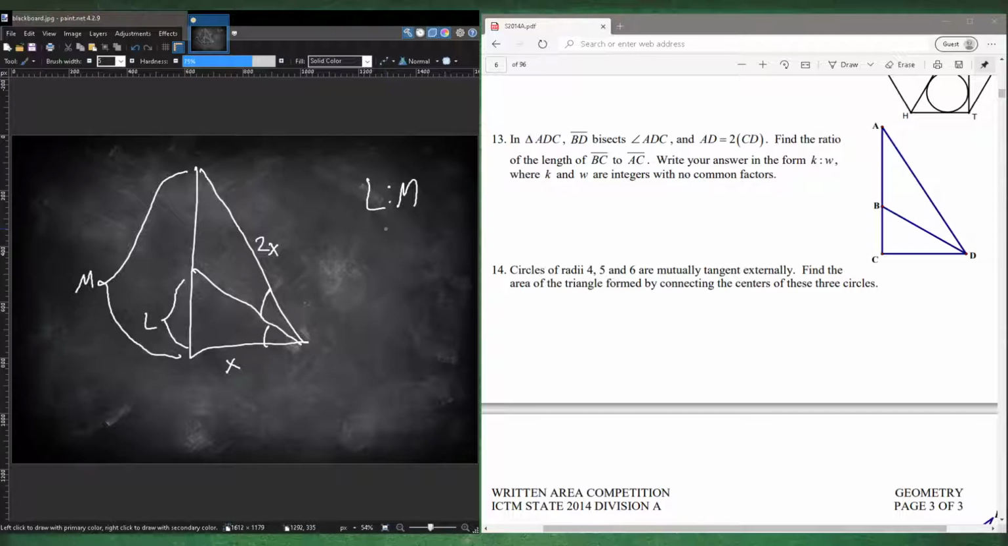Okay, so you only need to use a single formula for this, which is called the angle bisector theorem. So if an angle is bisected, so these two angles are the same, then the ratio of these two side lengths is going to be the ratio of this to this. Okay, so the ratio of these two is going to be 2 to 1. So that means the ratio of L to M, 1 plus 2, M is going to be 3. So the ratio from L to M is 1 to 3. And that's your answer for 13. Just basically that simple.